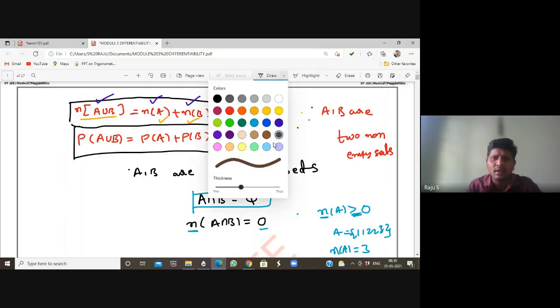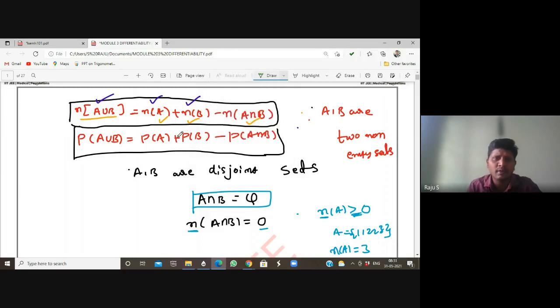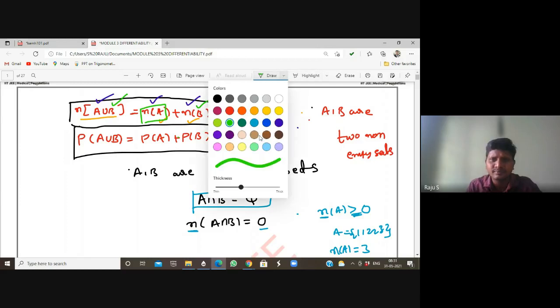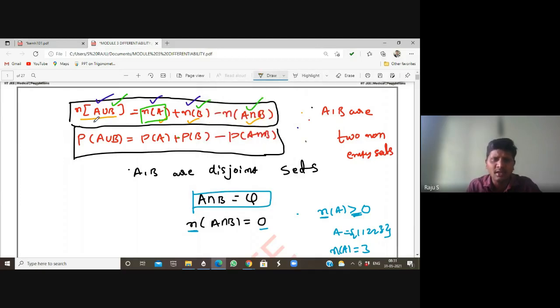Third one is they may give n of A union B, and n of B also they may give, and intersection also. They may ask n of A value. What is n of A? And at last, they may give n of A union B, n of A, n of A intersection B. They may ask n of B.